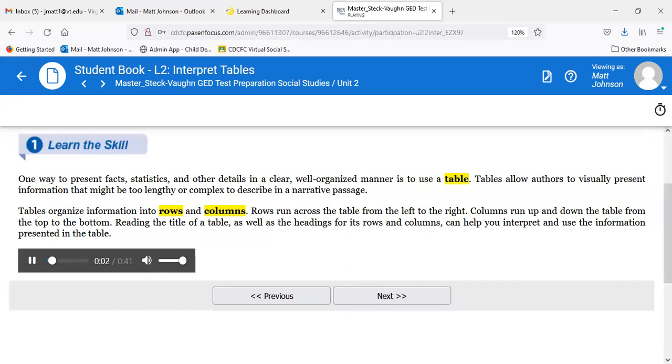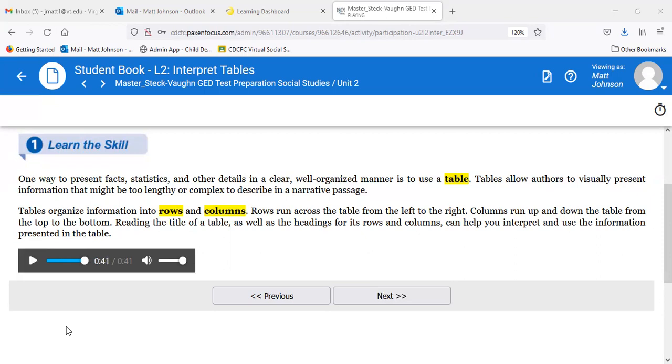One way to present facts, statistics, and other details in a clear, well-organized manner is to use a table. Tables allow authors to visually present information that might be too lengthy or complex to describe in a narrative passage. Tables organize information into rows and columns. Rows run across the table from the left to the right. Columns run up and down the table, from the top to the bottom. Reading the title of a table, as well as the headings for its rows and columns, can help you interpret and use the information presented in the table.